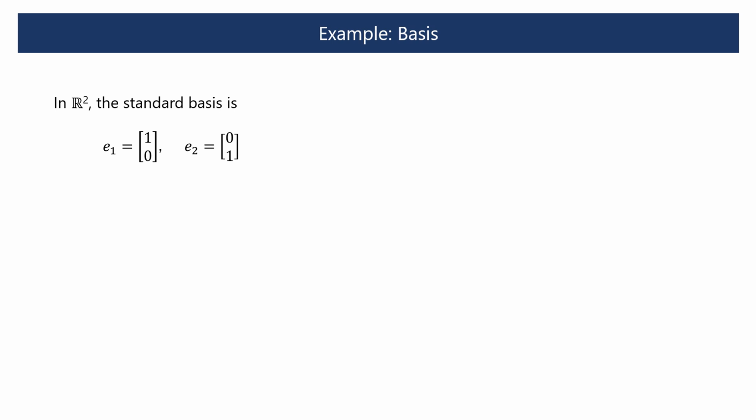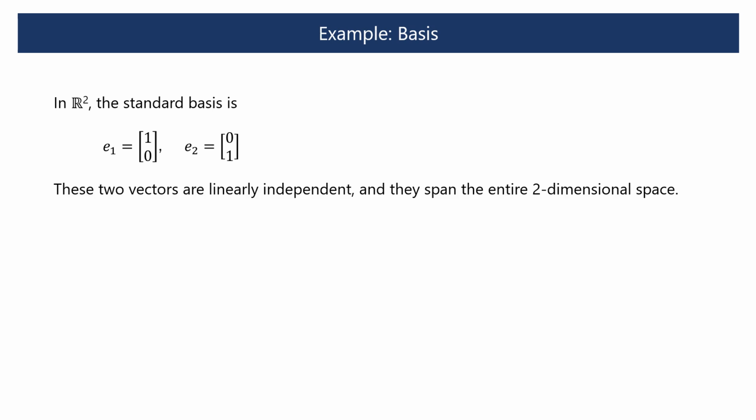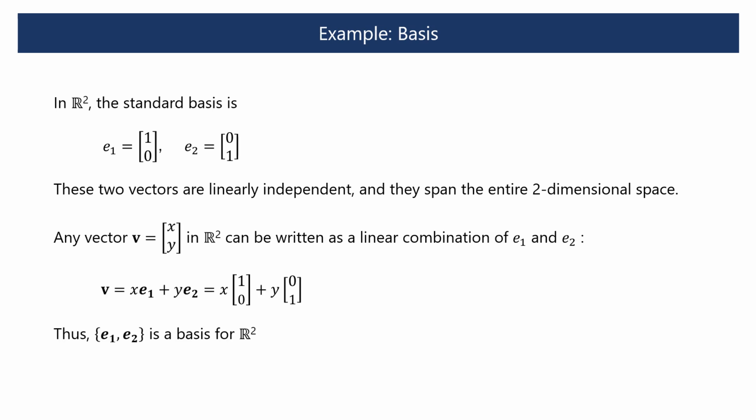In two-dimensional real vector space, the standard basis can be expressed in this way. These two vectors are linearly independent. Neither is a multiple of the other, and they span the entire two-dimensional space. Any vector in this two-dimensional space can be written as a linear combination of e1 and e2. Thus, the set of vectors e1, e2 is a basis for a two-dimensional real vector space.